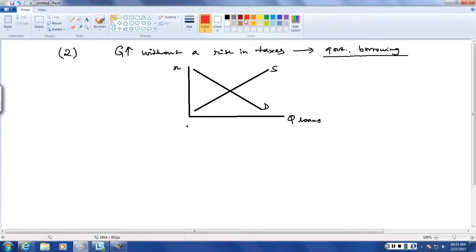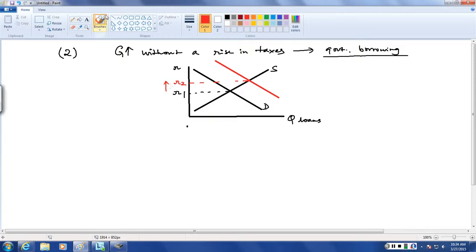There will be an increase in the demand for loans. You see that? Now, with an increase in the demand for loans, what happens to the interest rate? Well, the interest rate used to be R1. But now, with government borrowing coming into the picture, you have a rise in the interest rate from R1 to R2. You follow?